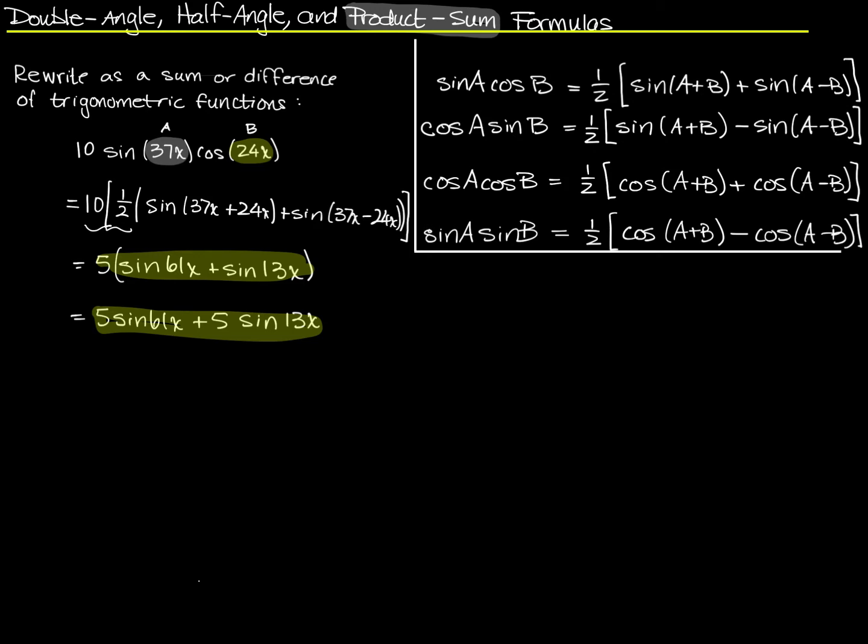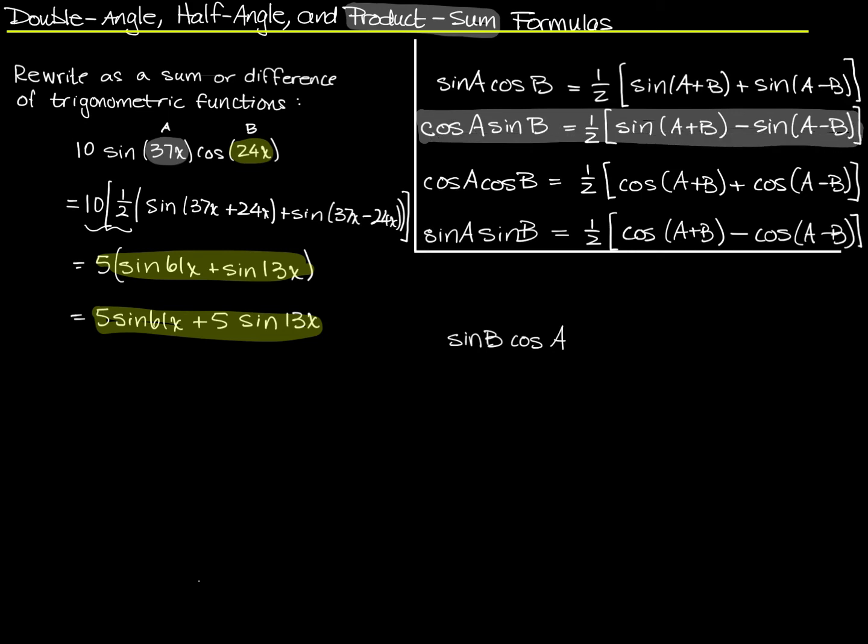This one's a little tricky to identify because if I rewrote this as sine b cosine a, then on the left-hand side it looks exactly like my first formula here, except that my a and my b are the opposite angles that they are here. So that means a and b over here get switched as well. So I could rewrite this expression, let's do it this way, this formula here can also be written as the sine of b times the cosine of a is equal to 1/2 the sine of b plus a. No change there because addition is commutative.